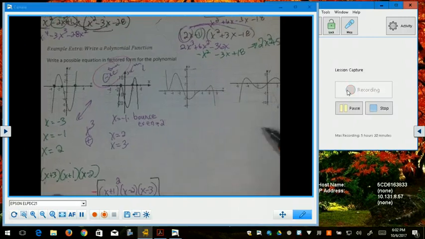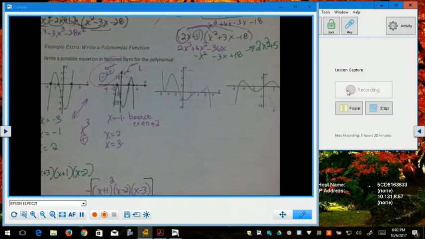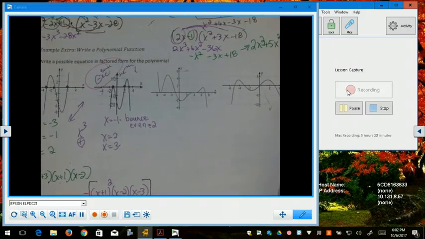Take a moment to identify what the zeros are and whether you think there are twists or what you think the multiplicity should be for those.